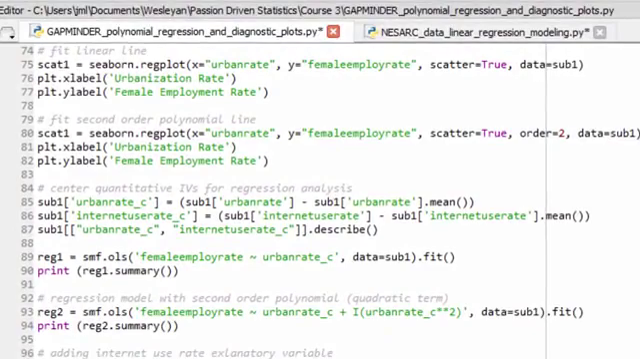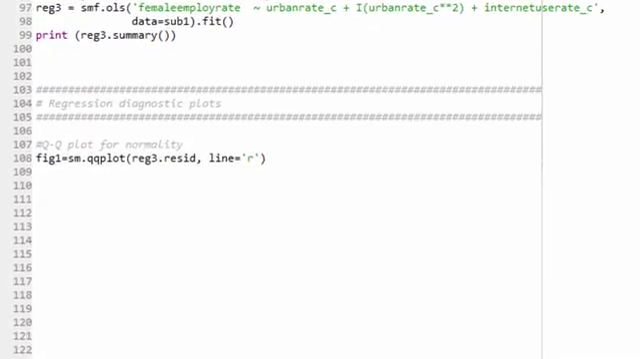The Python code to generate a QQ plot is here. First, we create an object called fig1 that will be our QQ plot. Then an equal sign followed by sm.qqplot, which calls in the qqplot function from the statsmodels library. In parentheses, we include reg3.resid, where reg3 is the object that contains our multiple regression results, and resid, R-E-S-I-D, contains the model residuals. Then we add a comma and line equals 'r' with the r in quotes, which tells Python to generate a red linear regression line on the plot.